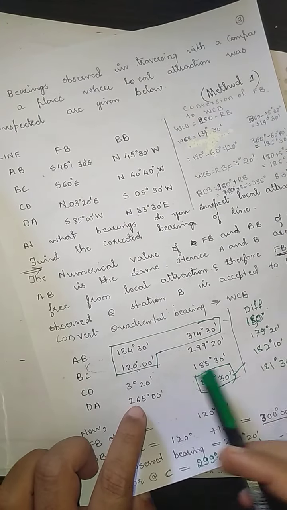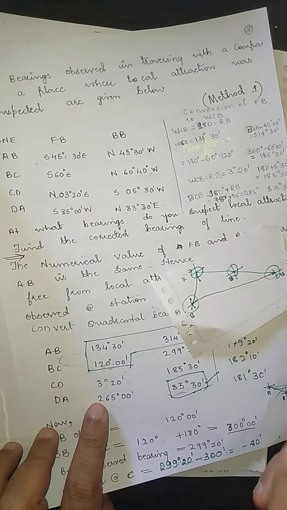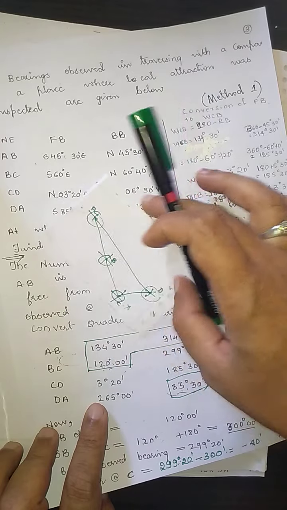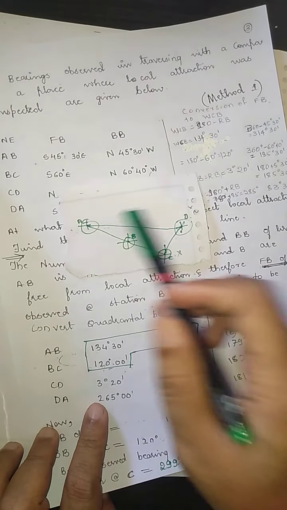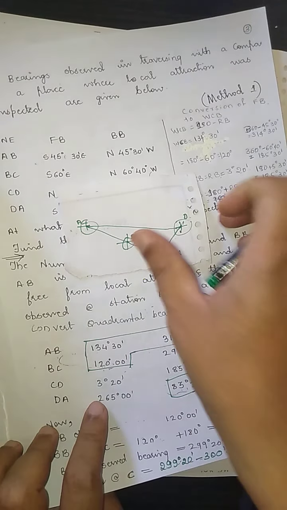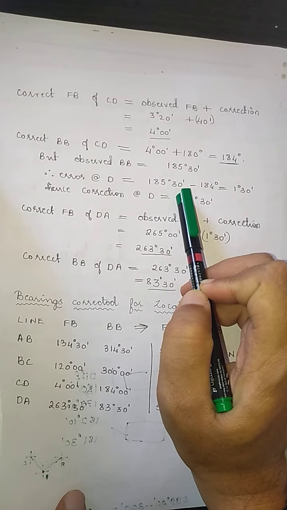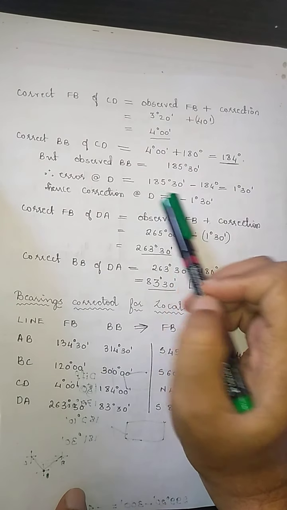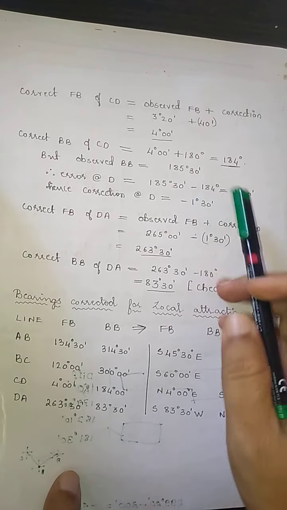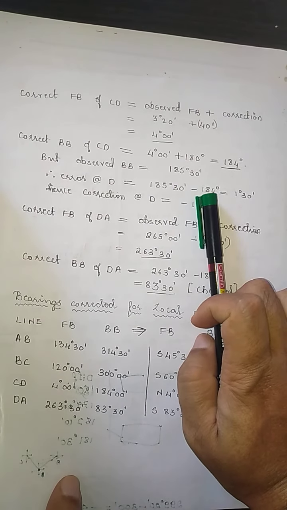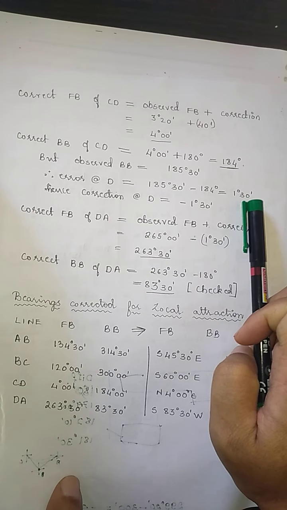We should have it when this is changed, when the back bearing of the line CD is changed. When the back bearing is changed, obviously the forebearing again has to be changed. So what we need to do is change the forebearing again. So error at D. Now the observed reading is how much? 185 degree 30 minutes minus the corrected reading, which is 184 degrees. So how much is the error? It is 1 degree 30 minutes extra, right?